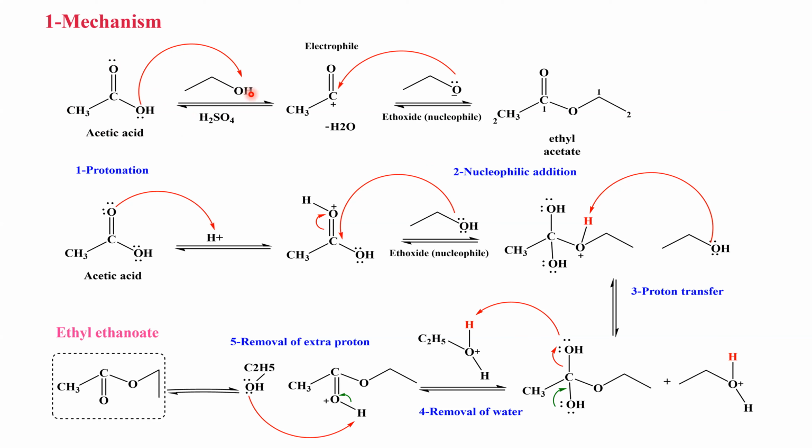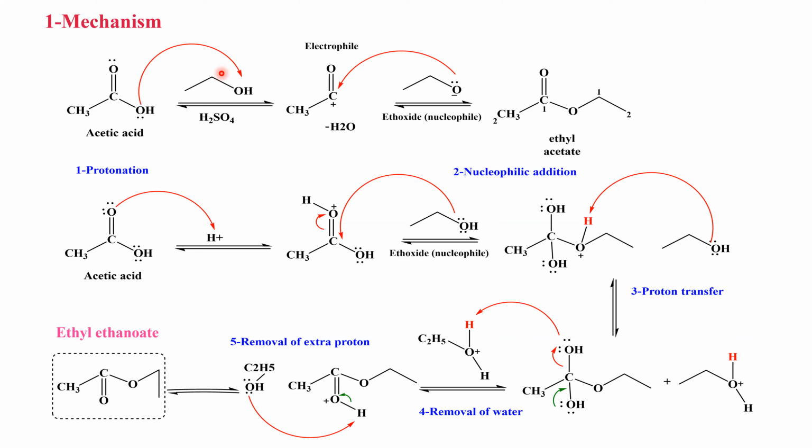For example, if I say that you have to prepare ethyl pentanoate, you should know what will be your carboxylic acid and what kind of alcohol you will choose. So according to your product desire or objective, you can select the alcohol and the carboxylic acid. So the mechanism will remain the same. So you just have to focus on that one.